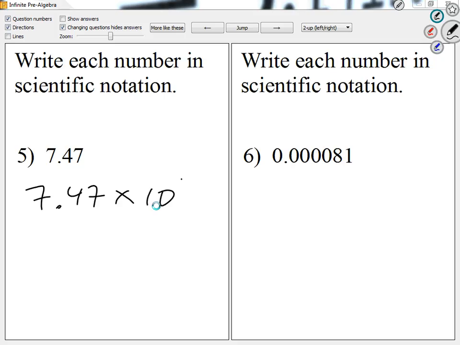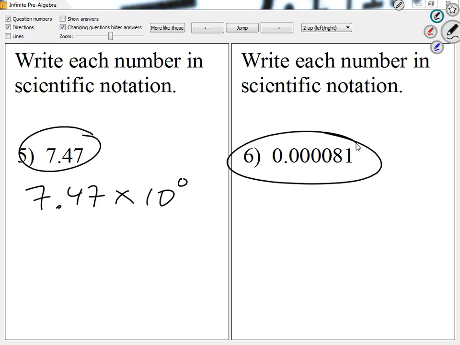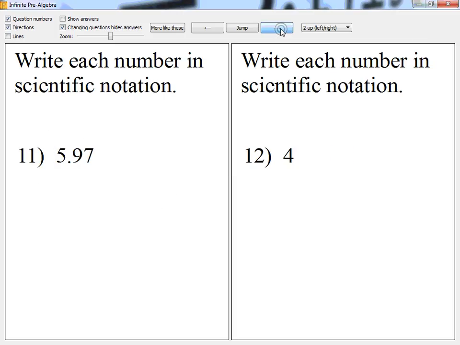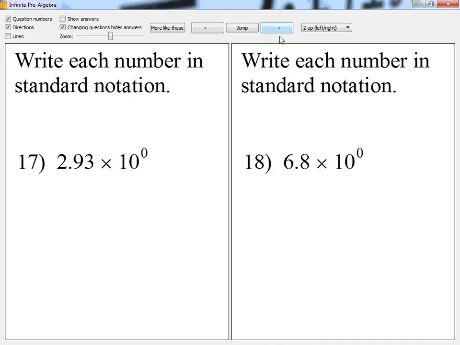Alright, so the first 16 questions, I gave it to you guys in standard notation. That's what we call standard, because that's how we always see it. So I gave you standard notation and asked you for scientific. Starting at question 17, I'm giving it to you in scientific notation, but I want it in standard. So for question 17, I'm going to have 2.93, and it says don't move the point. So just 2.93.